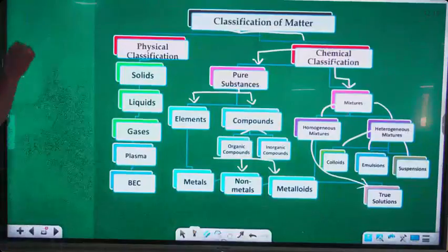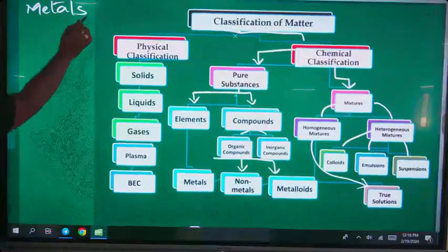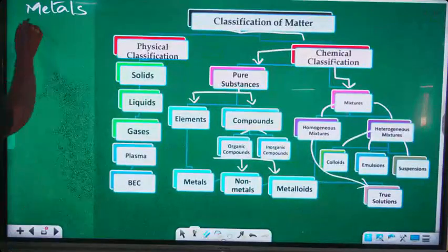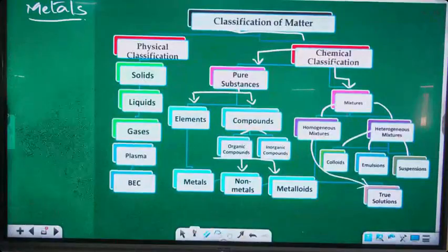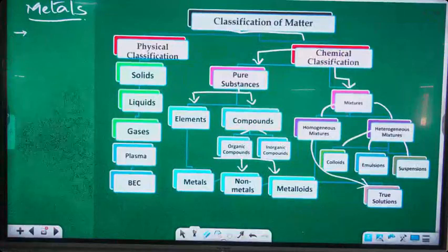So the moment you're talking about the case of metals, metals in general exhibit some properties. You're talking about the case of any particular metal, right? For example, iron, silver, gold, platinum. All these are metals which have unique, different properties. Now, what are the properties of metals?